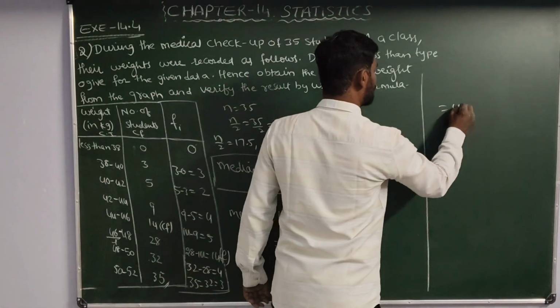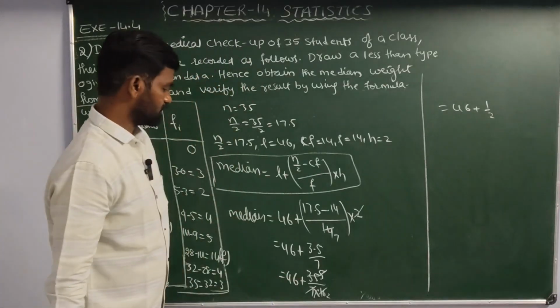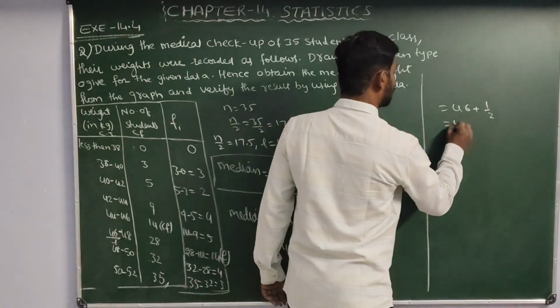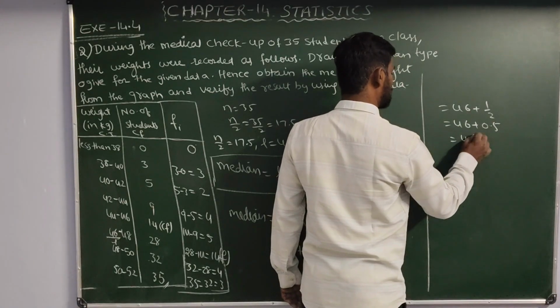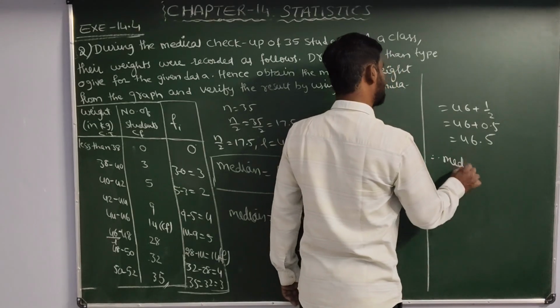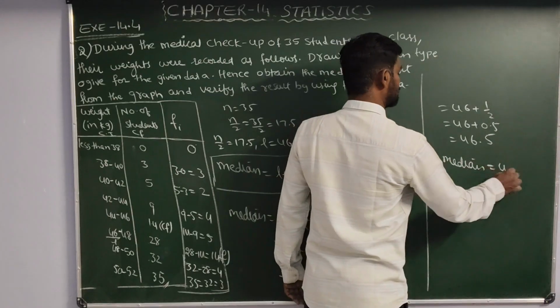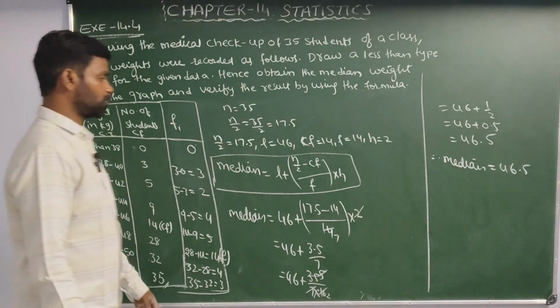That is equal to 46 plus 1 by 2. So 46 plus 1 by 2 is nothing but 0.5. So your answer is 46.5. Therefore, median is equal to 46.5.